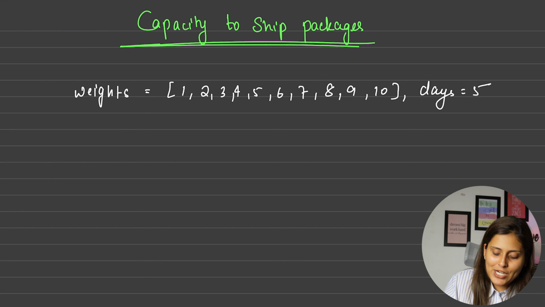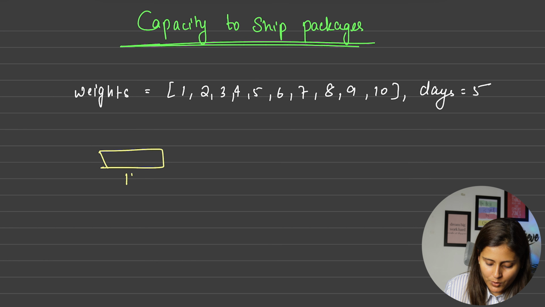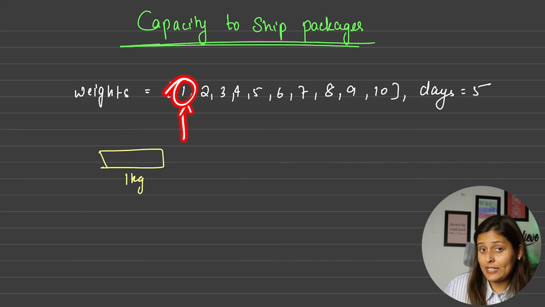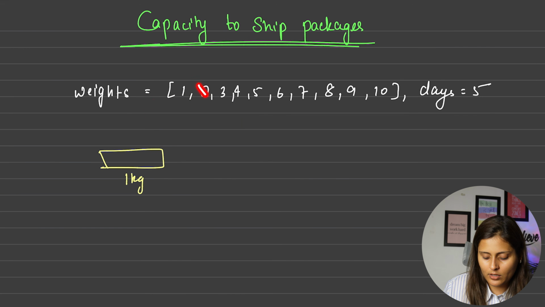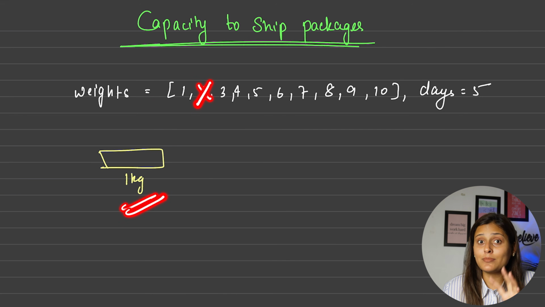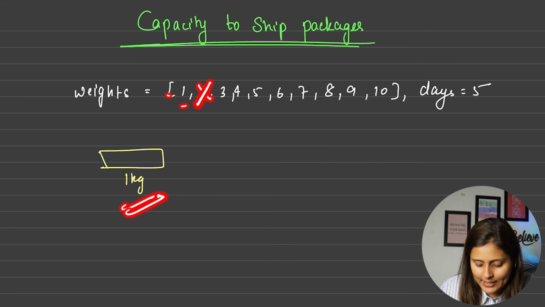Can we try with capacity 1? Let's say we have a ship that can hold up to 1 kg. Can I take this? Yeah, definitely I can take this. So if I take this, can I take 2? Because 1 plus 2, the total will become 3, so we cannot take 2 along with this, because the maximum capacity is 1 kg. Okay, we can take this one.